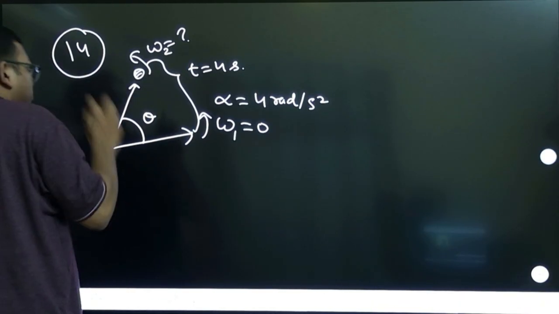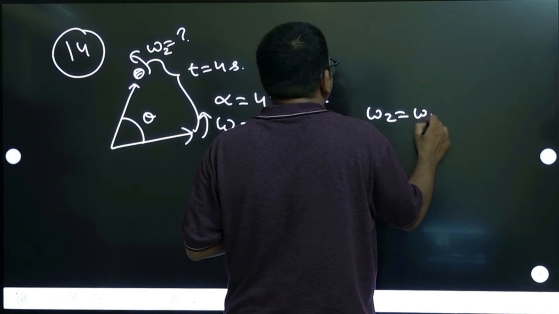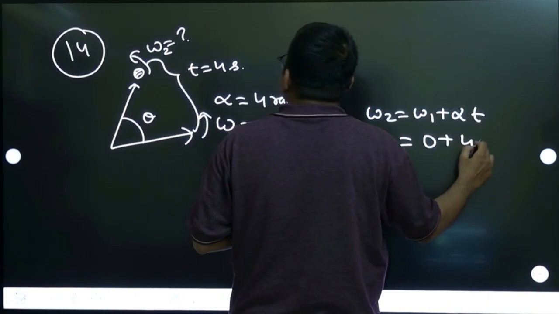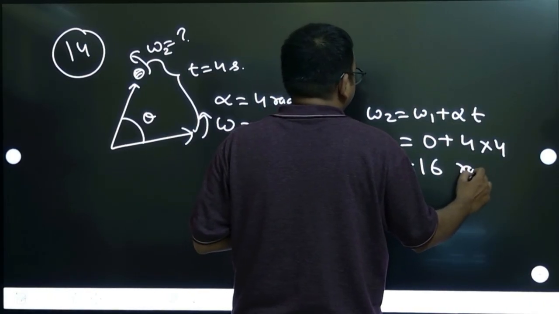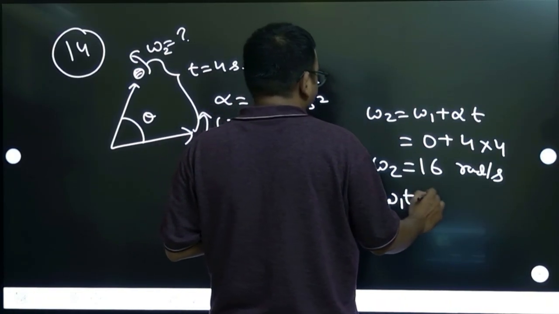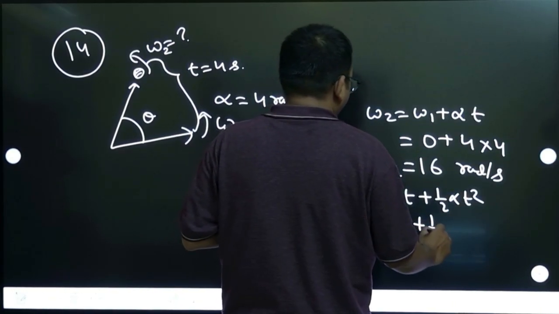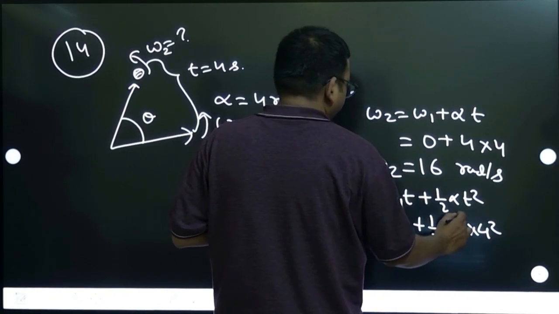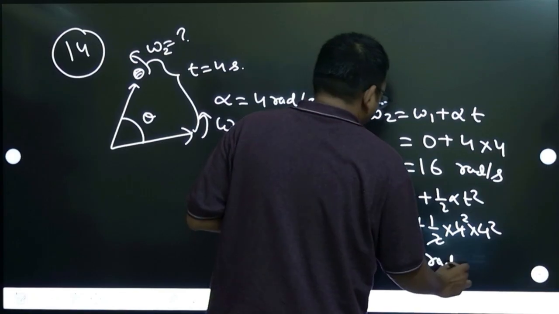Then you can use omega 2 is equal to omega 1 plus alpha into t. Directly you will get it: 4 into 4, so that becomes 16 radian per second. And you have to calculate theta is equal to omega 1 t plus half alpha t square. So this is 0, plus half alpha 4 into 4 square, so that comes to 16 into 2, 32 radian, right?